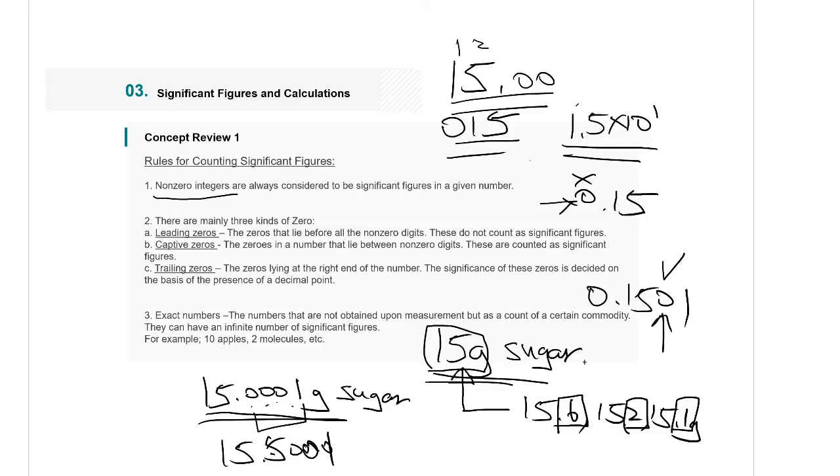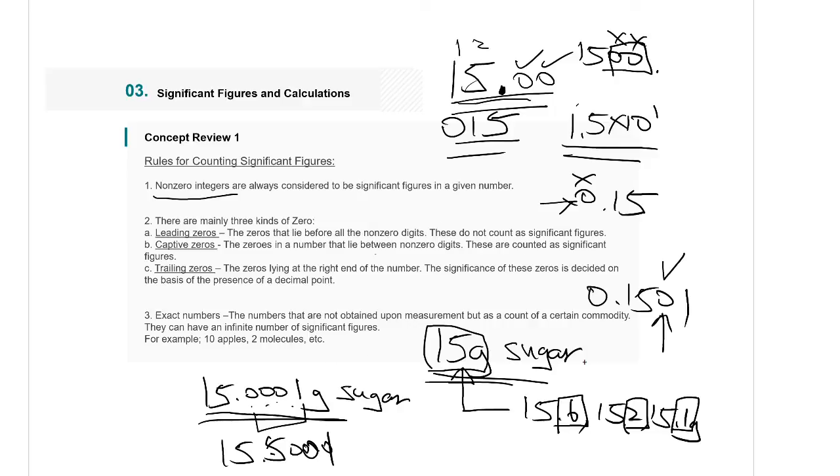Okay, for trailing zeros, in this case we go back to our 15.00. When the zeros are at the end of the number, it depends on the decimal point. If we have 15,000, the zeros just before the decimal point don't count as significant figures. But if they are behind the decimal place, they actually count.